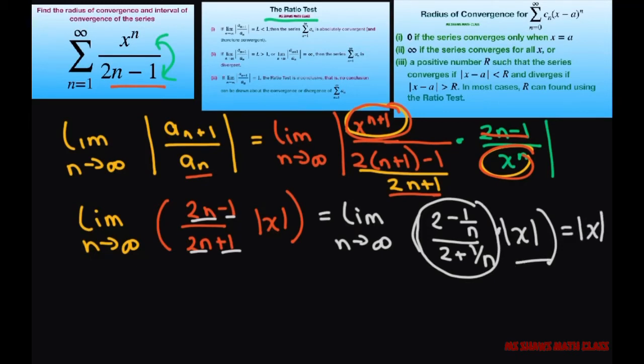Alright, so by the ratio test, the series converges when our absolute value of x, this is what we want, condition 1. I know it's hard to see. This is your limit, but this must be less than 1. Alright, so now we need to find the intervals of convergence.